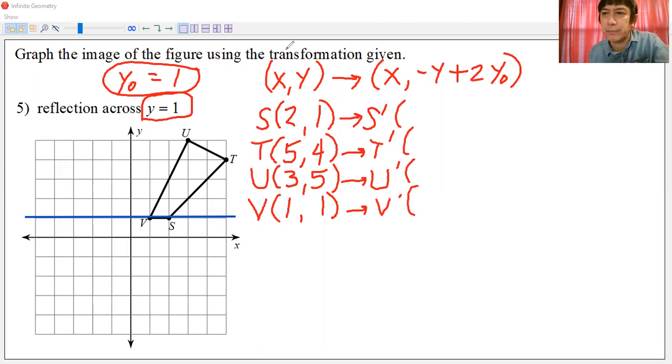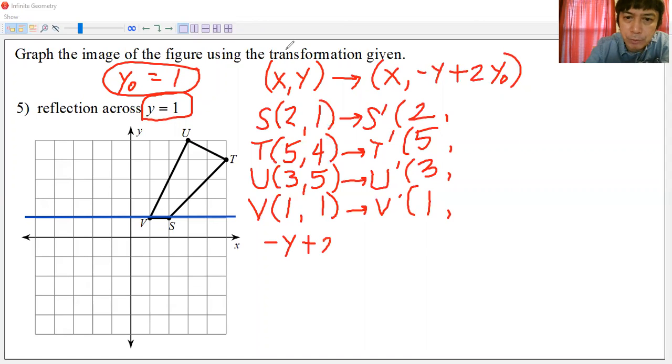All right. Our X values will not change. That means we can just rewrite the X values: 2, 5, 3, 1. And then we will compute the Y values. We will write that after the commas. There. Okay. Formula. Okay, we have negative y plus 2 times y of 0. That's a negative of the y value.